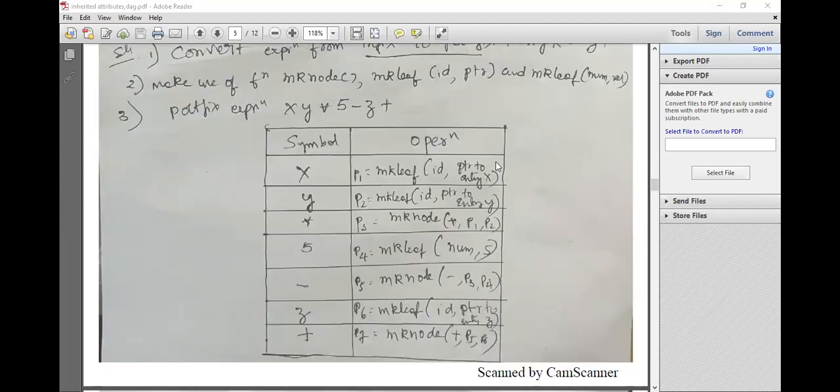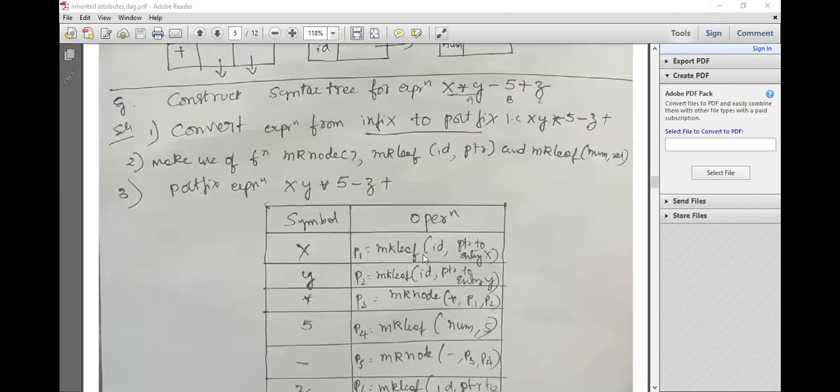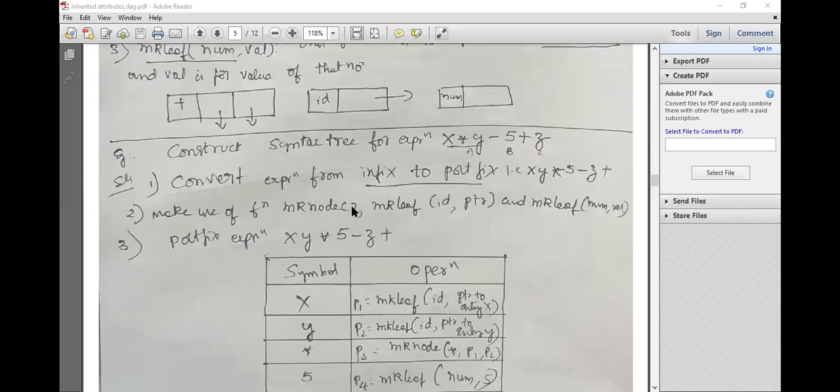Next, we have an expression: make node, make leaf. Just now we discussed three different functions, so make use of them. X is a symbol, and again we have a pointer to that entry, so we need just an identifier: make an entry for x. Y is also an identifier: make an entry for y. So ID, just now we discussed ID and make an entry. X is an identifier, so make an entry: ID comma pointer to entry. Y is also an identifier, ID comma pointer to entry.